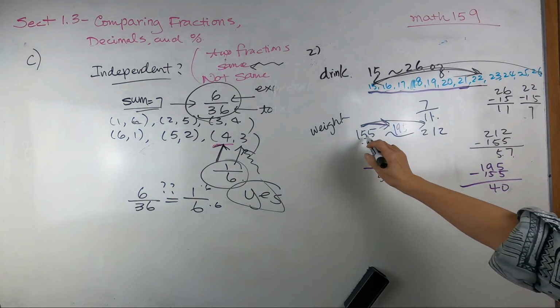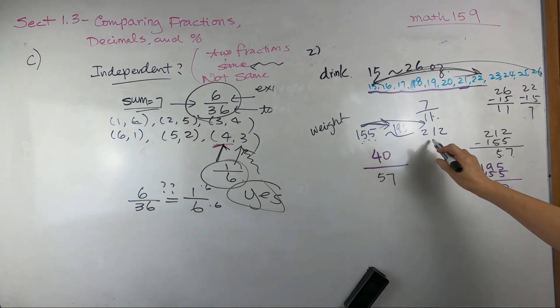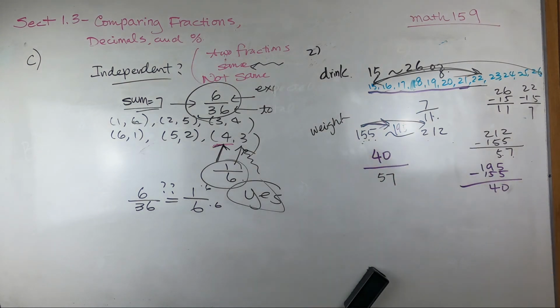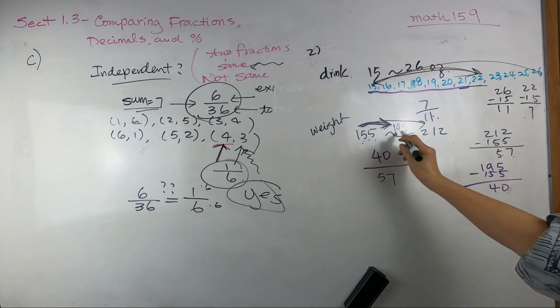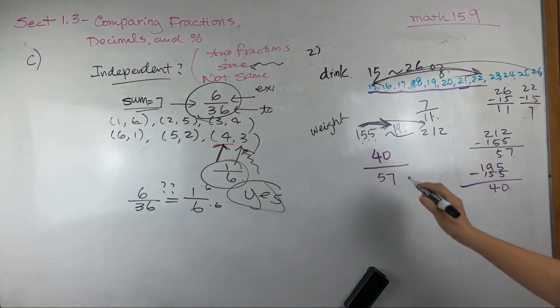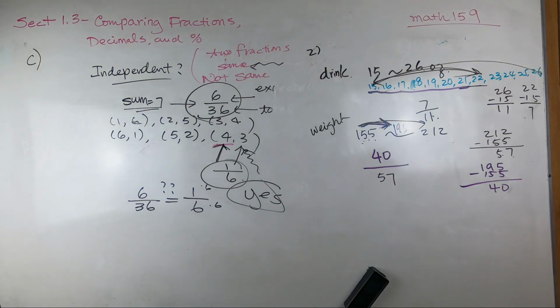Then here is 155 to 212. Total is 57, right? So you choose 155 to 195. So it's in between 40. Say that's 40 out of 57. It's hard for you to comprehend right now. So just practice that. Then those will not be on your test.